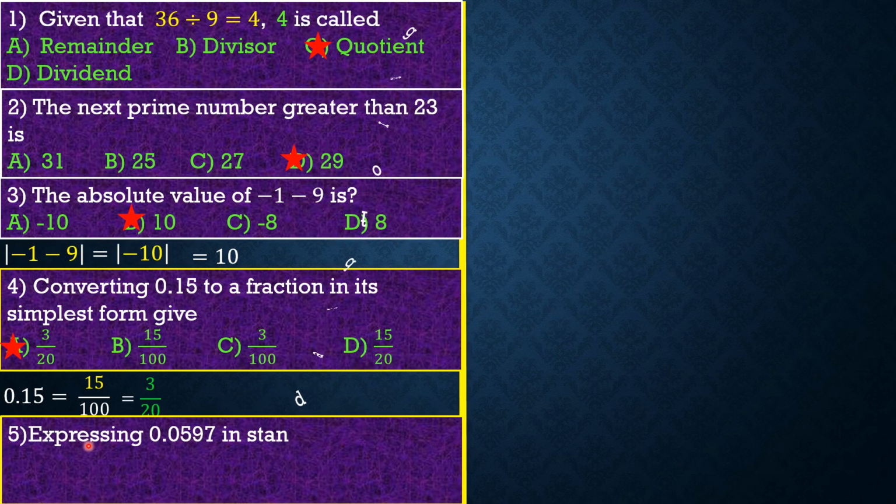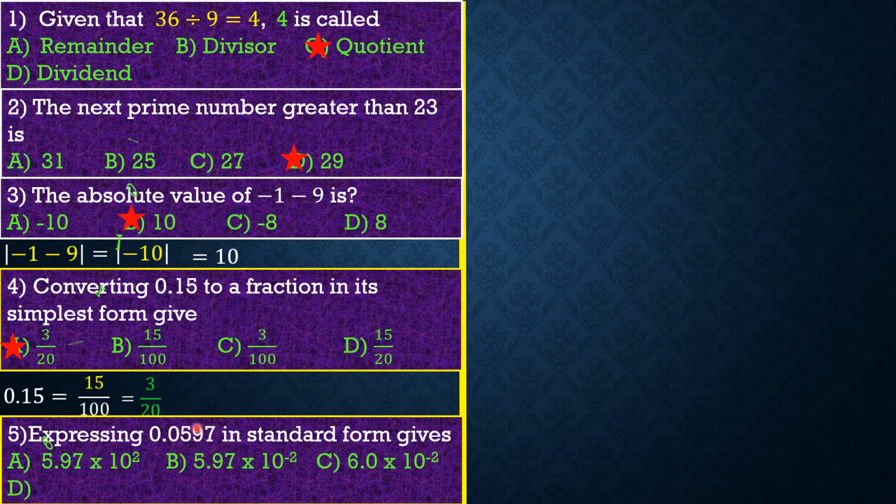Okay. Question 5 is saying that expressing 0.0597 in standard form gives. Okay. So guys, to express this, all we have to do is to shift the decimal place to the right until we meet a non-zero digit. If we shift it once to the right, the decimal place leaves from this 0 and comes in front of 5, right? But we just crossed a 0 digit, so we still have to keep going.